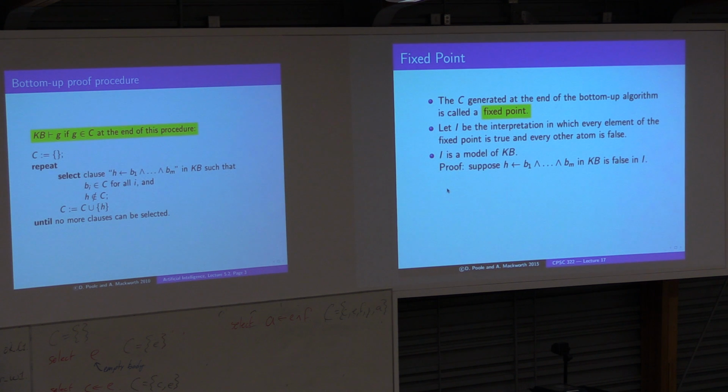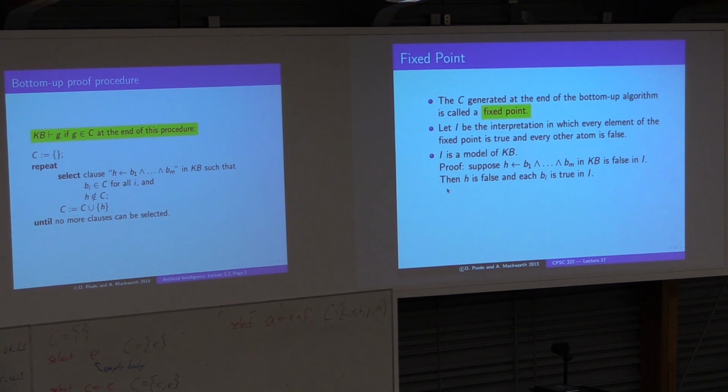And we're going to suppose that there's some rule in the knowledge base that's false in I. And if there's no such rule, then it's a model. So to show that something is a model, we're going to suppose it's not a model. We're going to suppose there's some rule in the knowledge base that's false in this interpretation. The only way this can be false in the interpretation is if H is false and B1 to Bm is true. So that's the only way we can have a false rule: if the head is false and the body is all true.